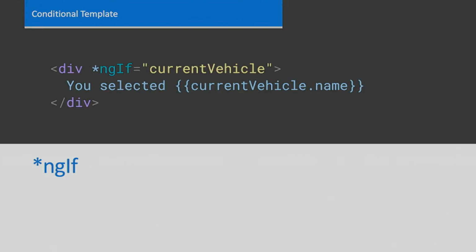What it's actually doing under the covers is using the template tag, which is an HTML compliant tag, to create a template for what's inside of there. So here we're saying, if you have a current vehicle, show it. Otherwise, get rid of it. Don't show it in the DOM at all.